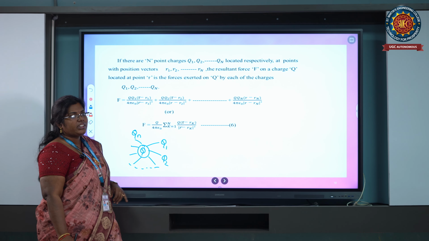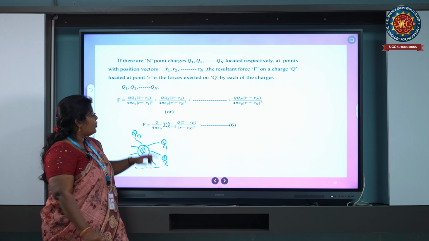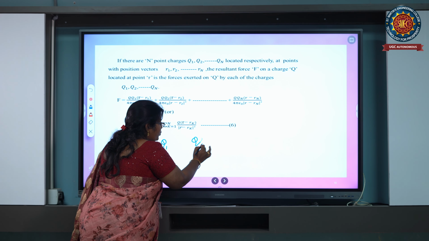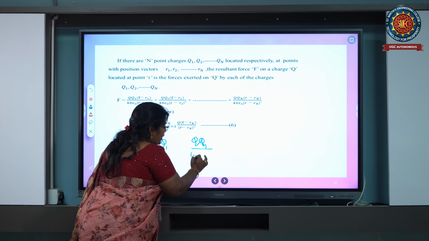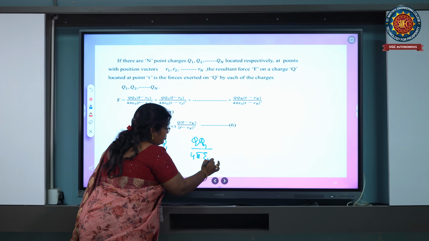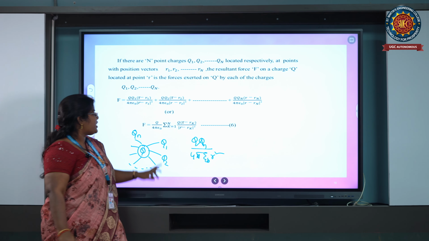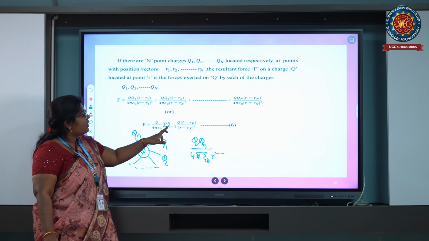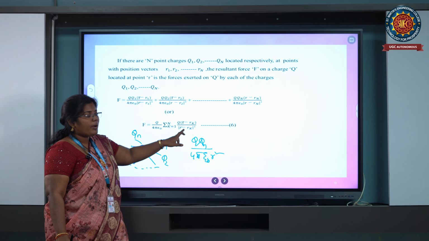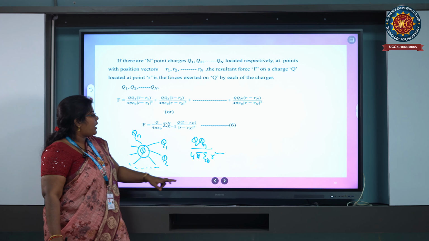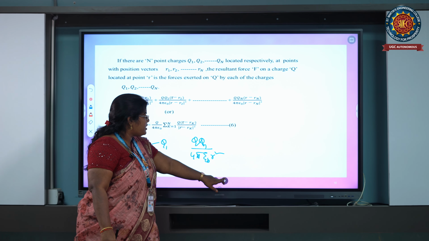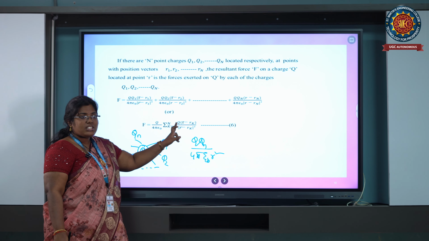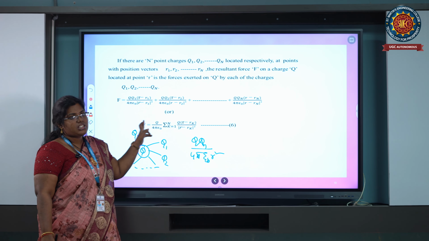So directly we can write the formula with q, qn by 4 pi epsilon naught r square. Taking the common q by 4 pi epsilon naught, sum over k from 1 to n of q_k (r minus r_k) by mod r minus r_k whole cube. This is the formula which you can see, Coulomb's law due to n charge distribution.